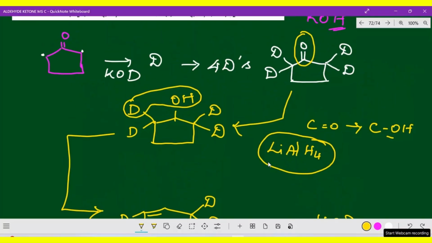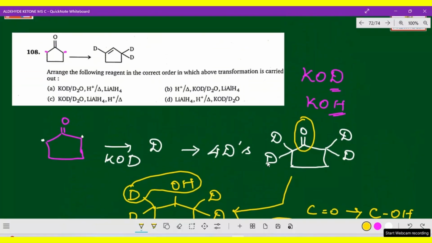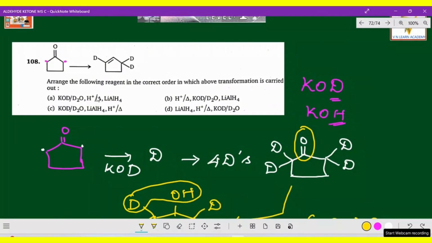Now which is the correct option? The first one is KOD, the second one is D2O, but we are not using D2O, so this will not be the correct option. And H plus, we are not using at the very start, so this also is not correct. Lithium aluminum hydride we use only in the second step, so this will not be the correct option. KOD first, then D2O, and lithium aluminum hydride. Here also KOD then H2O, and we are heating, and finally lithium aluminum hydride. So this will not be the correct option.